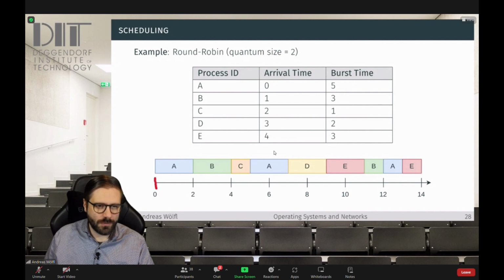here, time 0. On time 0, process A arrives, and the list of runnable processes is empty. Fine. We start process A. Process A runs or starts to run. On time 1, process B is added to the list of runnable processes. So our list of runnable processes then is A and then B. And A is currently running, right? So this happens at time unit 1.